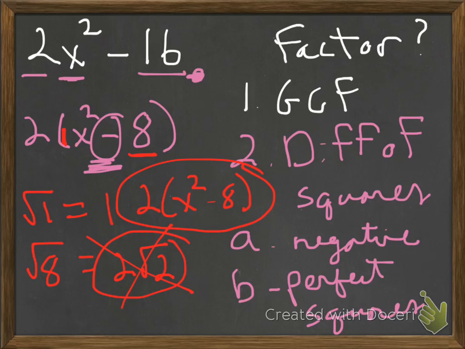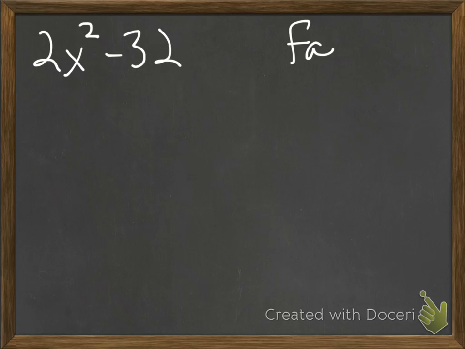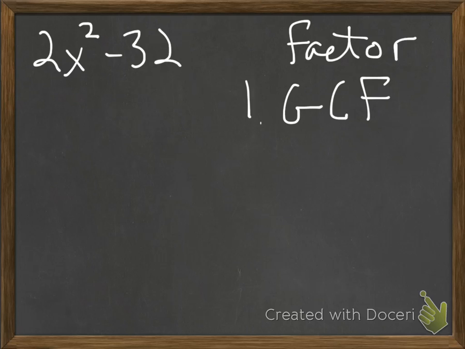So windshield wiper again. Another example, same thing. 2x squared minus 32. Alright, so again, I'm going to ask you to factor. First step, what is it going to be? Greatest common factor. Of course, what do they have in common?